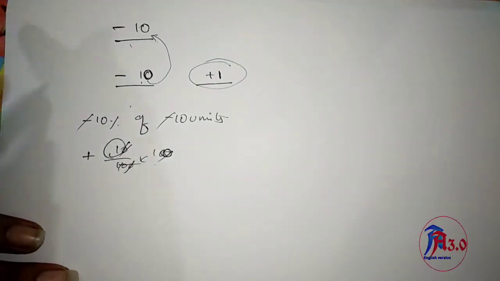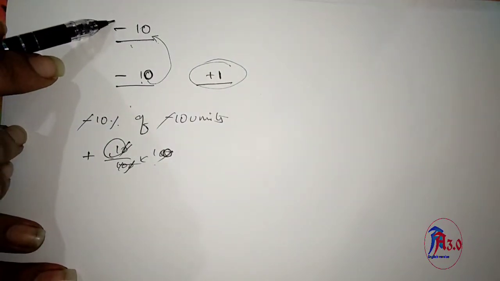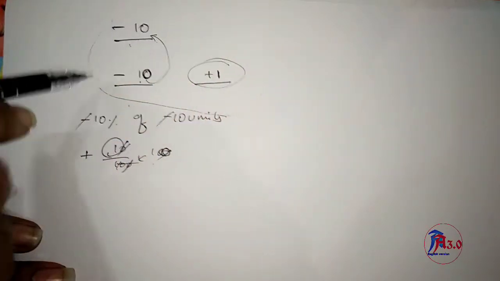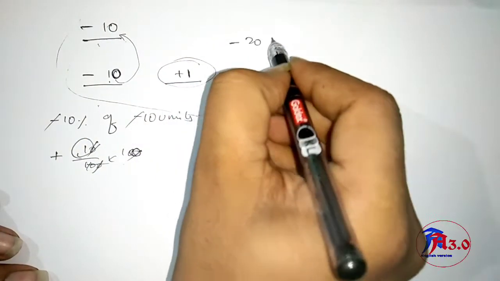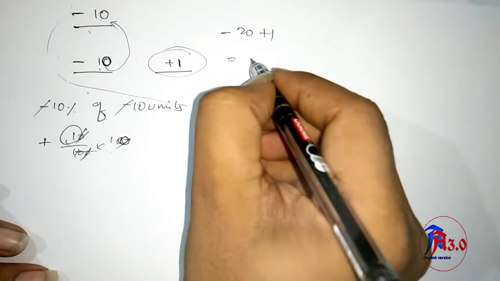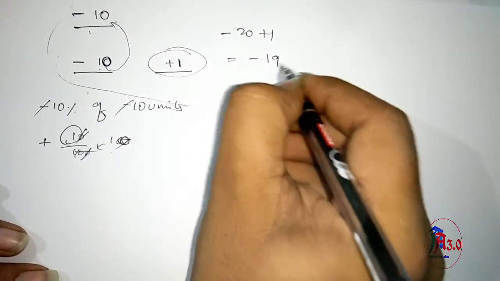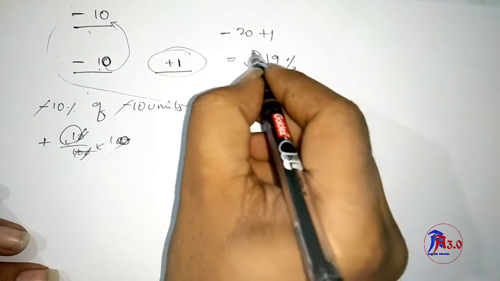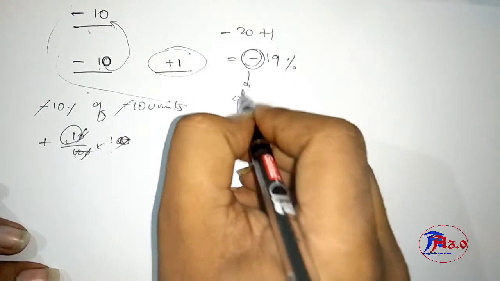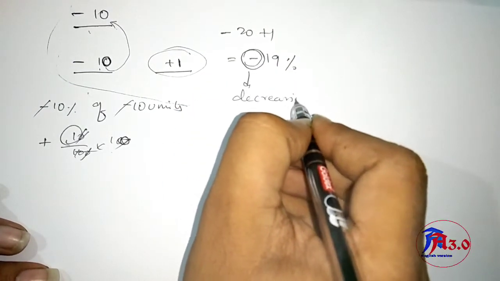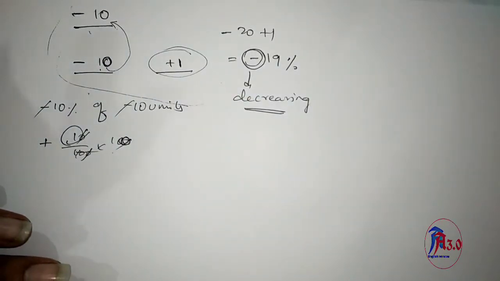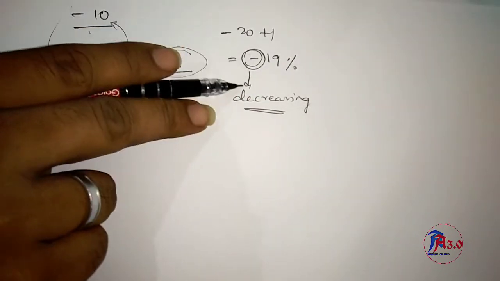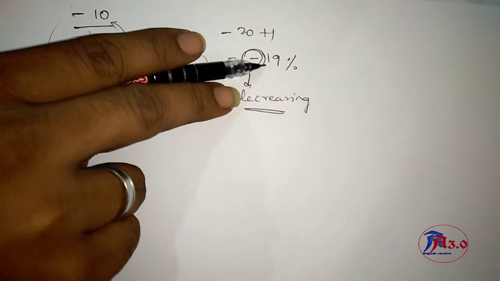So here if you see, by adding all these, what do we get? Minus 10 plus minus 10 is minus 20, plus 1 is answer. Totally the answer is minus 19 percentage. What is the meaning of minus 19 percentage here? It is decreasing. Clear? Is it clear? See, minus means it is decreasing. Totally it is decreasing how much?